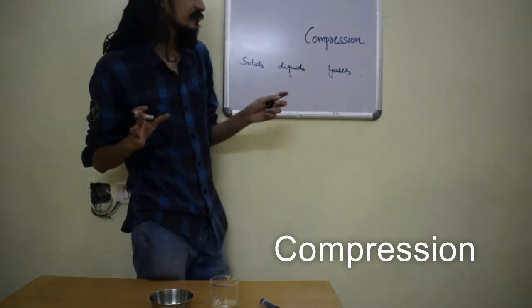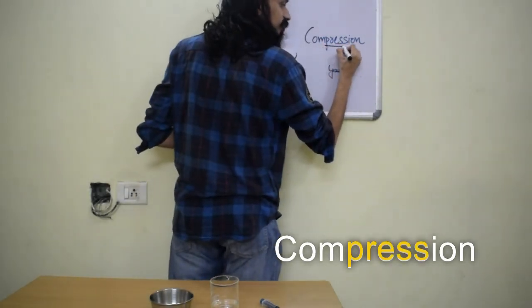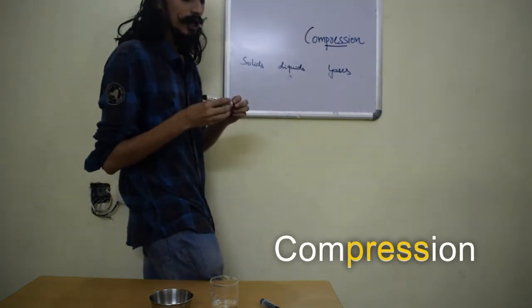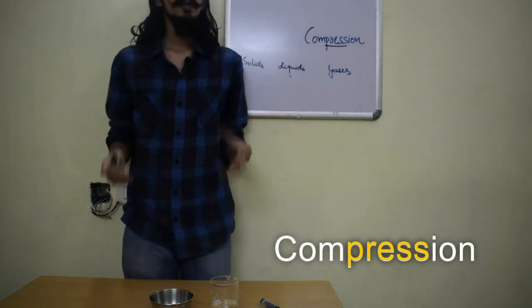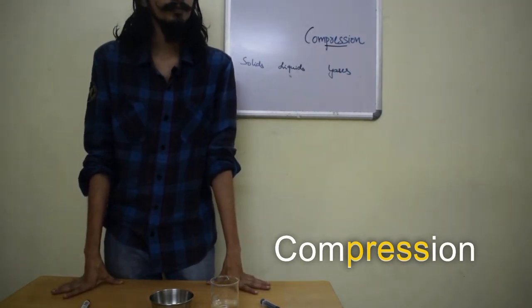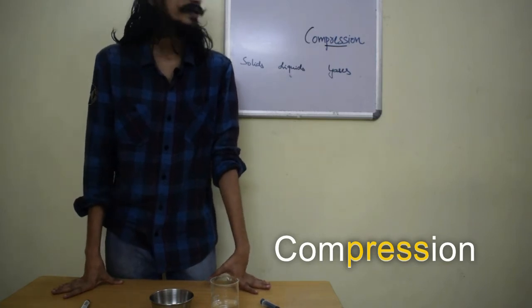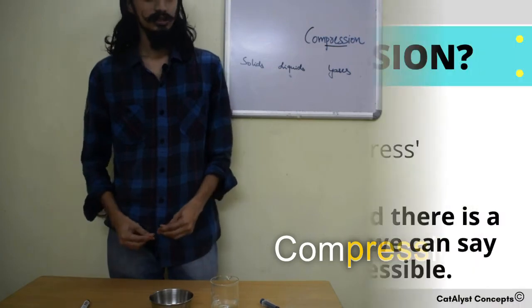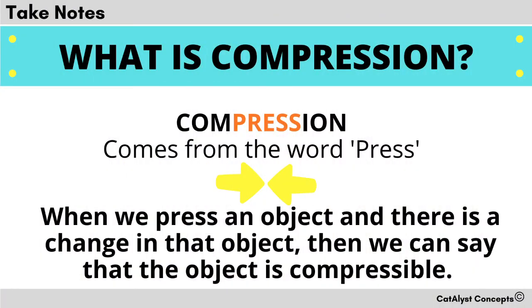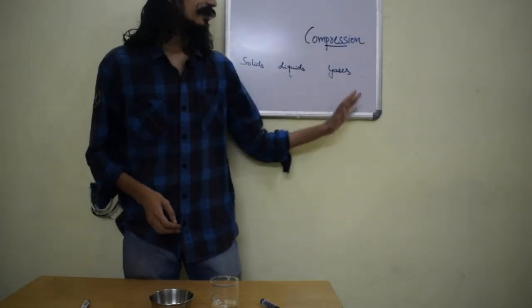It's a very simple word. To understand this word, I'll just look at the center of it. I'll see that the word press is written in between, right? So compression is in a way just pressing an object. Am I able to press this object and change it in some way? That is all compression talks about, right? So compression is simply trying to press an object to see if it changes. Three states of matter: solids, liquids and gases.